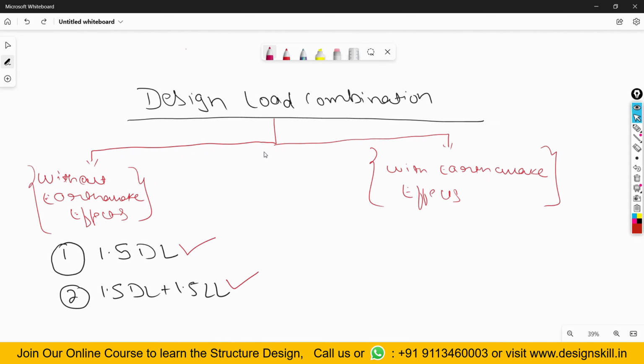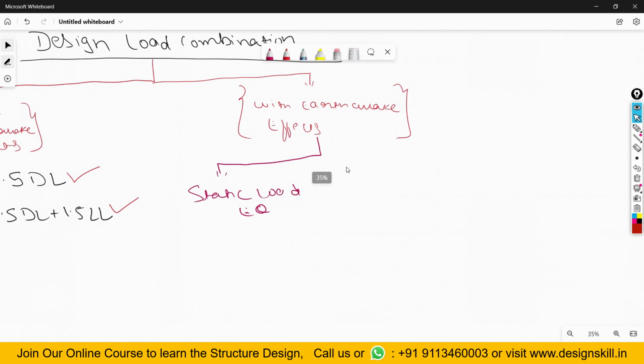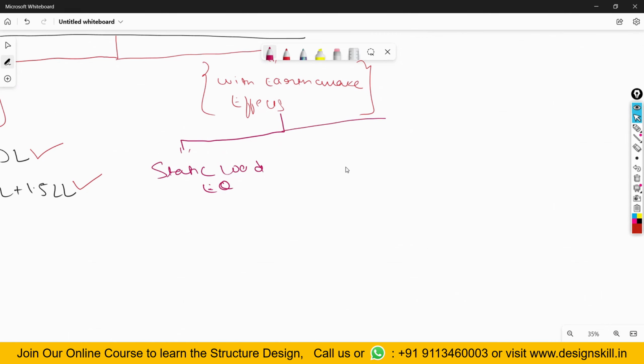Now come to the topic where you have to consider the earthquake effect in the load combinations. One very important thing I would like to mention: when you are considering the design load combination with earthquake effect, two types of earthquake effect are possible. The first is when you are considering the static load cases of earthquake, and then there will be a different load combination when you are considering the dynamic load cases of earthquake.